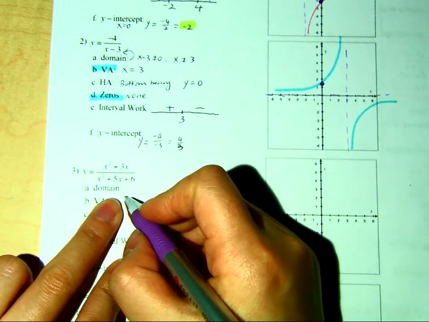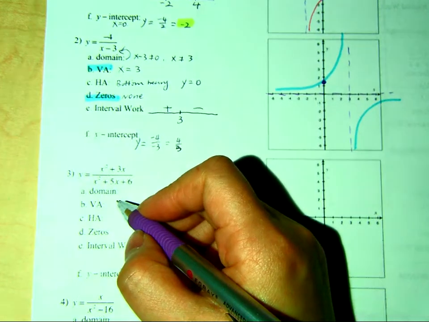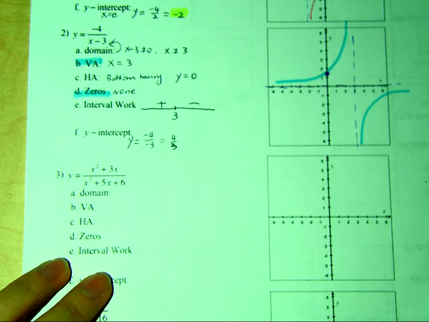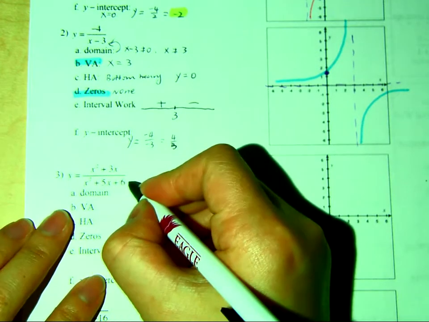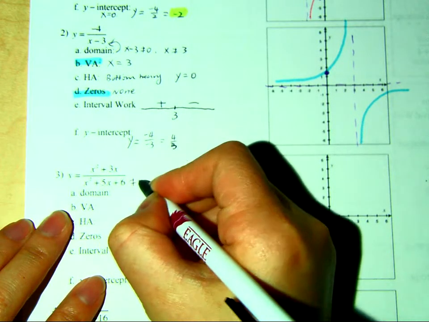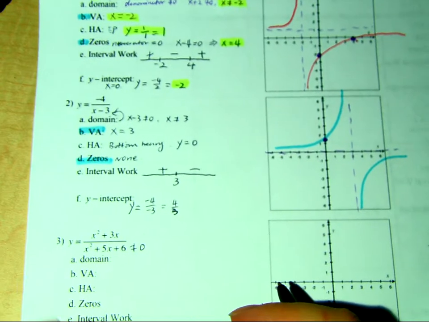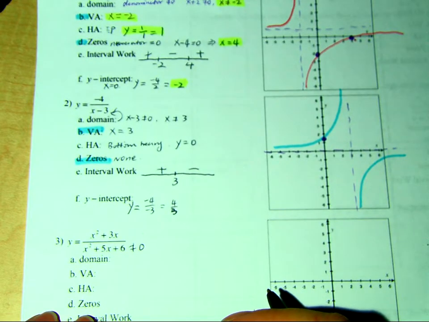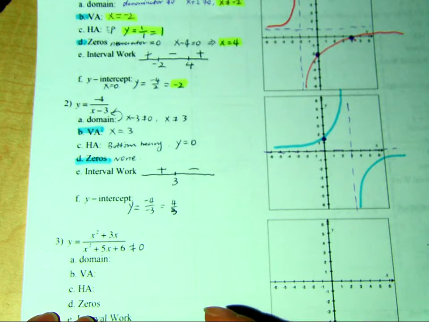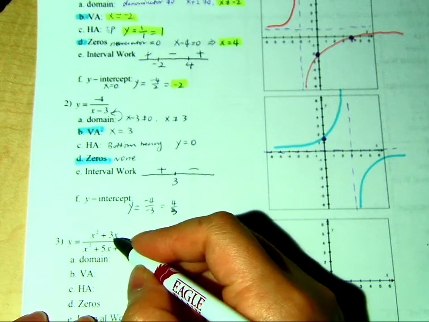First, we find the domain. We're doing the same thing to find domain. When we set the denominator not equal to 0, I need you to factor the denominator. So it's a better way to factor this question.